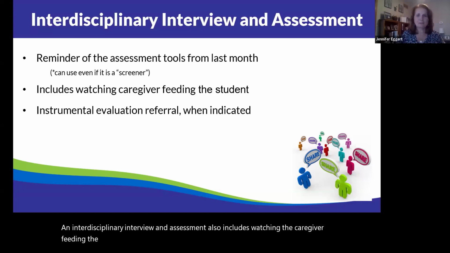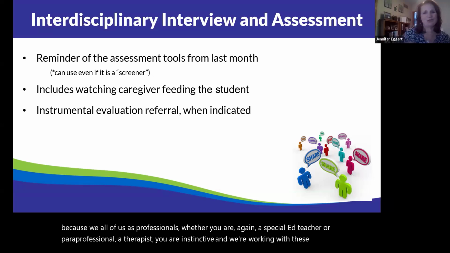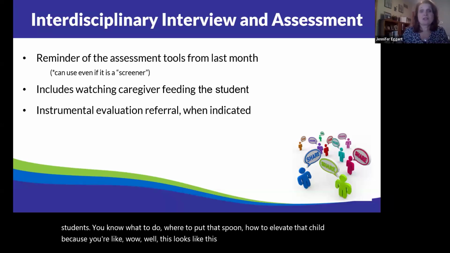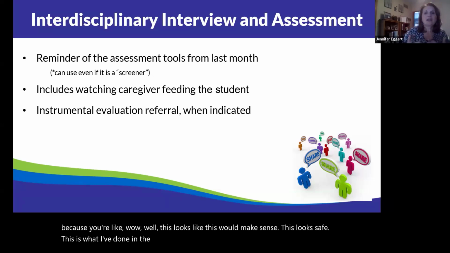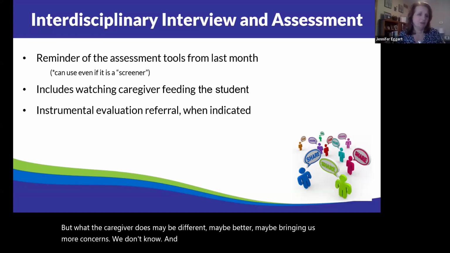We talked about that in the last webinar, that it is so important because all of us as professionals, whether you are a special ed teacher or paraprofessional, a therapist, are instinctive in working with these students. You know what to do, where to put that spoon, how to elevate that child, because you think, this looks like it would make sense. This looks safe. This is what I've done in the past. But what the caregiver does may be different, maybe better, maybe bringing us more concerns. We don't know. And so watching the caregiver feeding the student is really, really important.